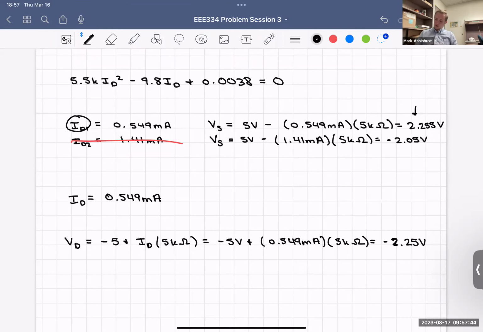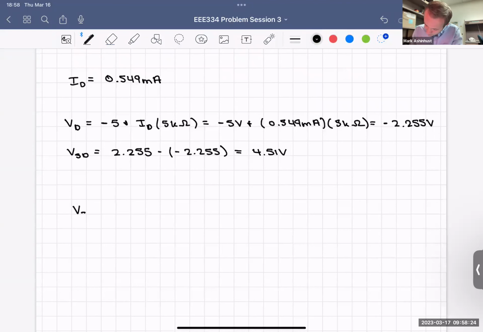Looks good. And then instead of VDS, we want VSD, which is 2.255. And this is 2.255 as well. Negative 2.25 minus a negative 2.255 volts gives us a sum of the two, which is 4.51 volts for our VSD. Now we have our VSD, so let's check. We can use that to check and see if we're in saturation.